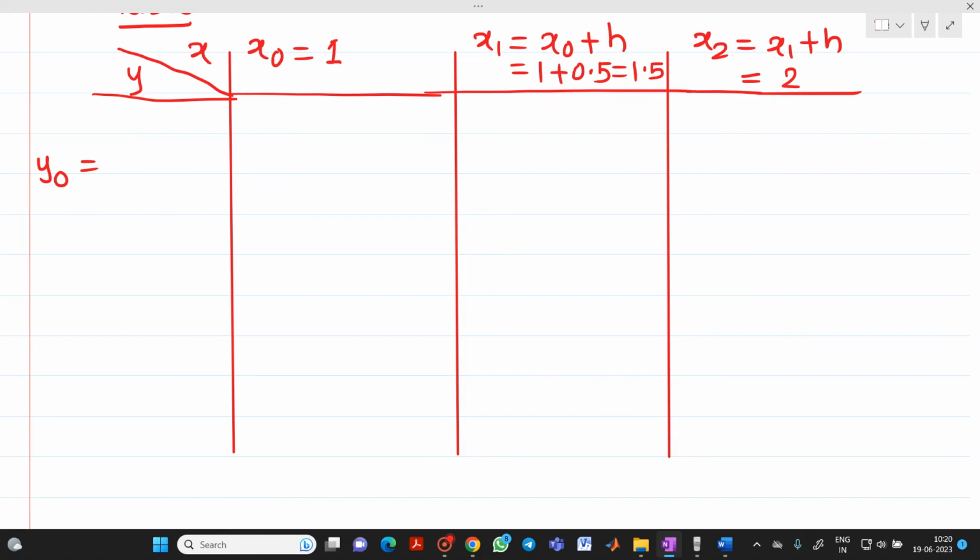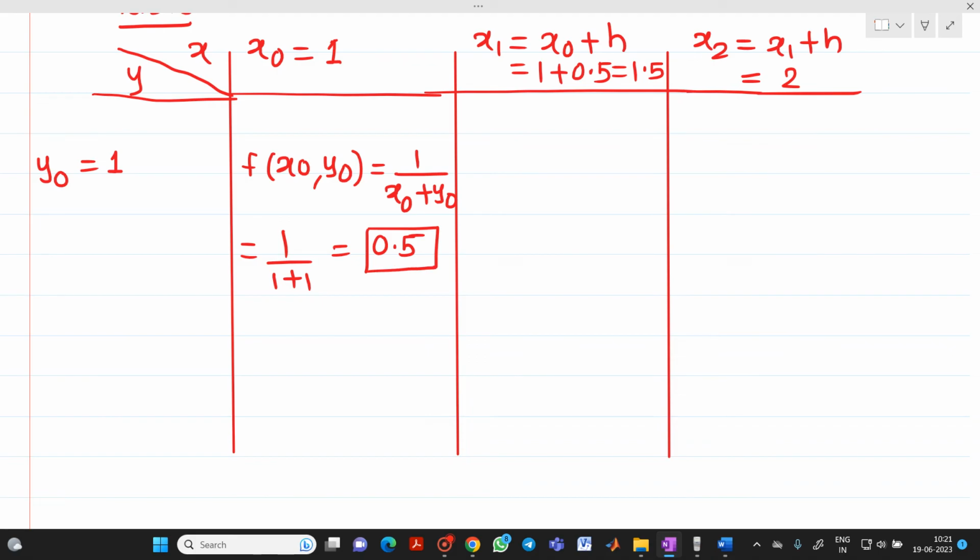So let me write first y0. What is the value of y0? It is 1. So first what we will do, we will find f of x0 comma y0. What is your given function? The given function is 1 upon x plus y, with x equal to x0 and y equal to y0. If you solve this, 1 upon 1 plus 1, you will get the answer 0.5. So let me keep this value in a box.